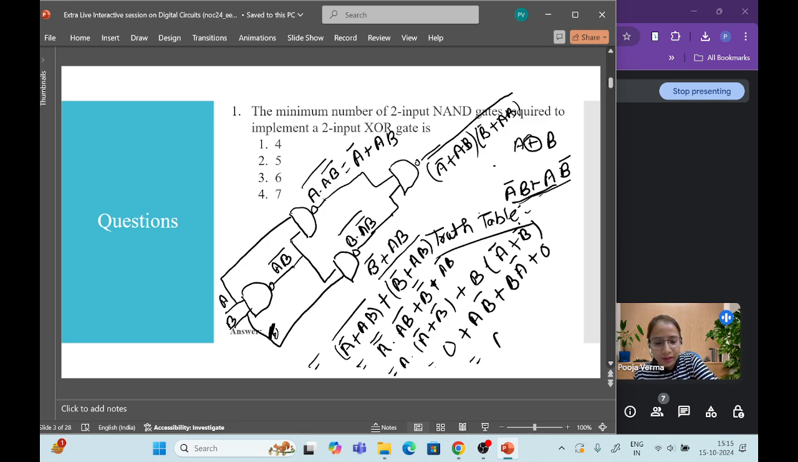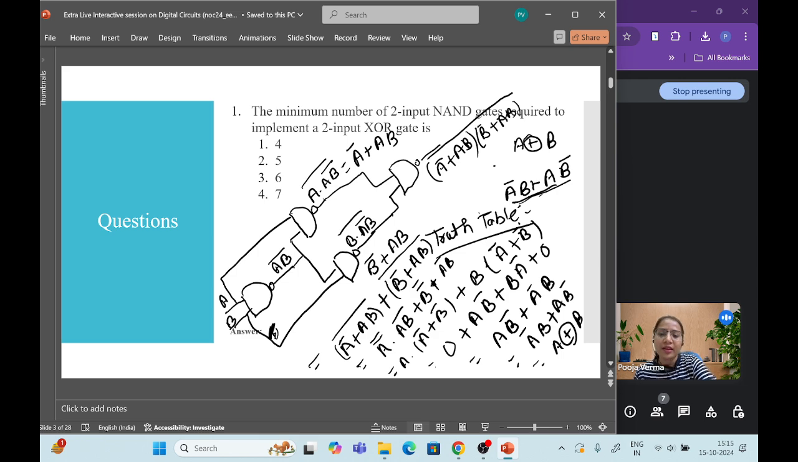So what will we get as the final expression? AB dash plus A dash B, or we can write it as A dash B plus AB dash. So this is the expression of the XOR gate.